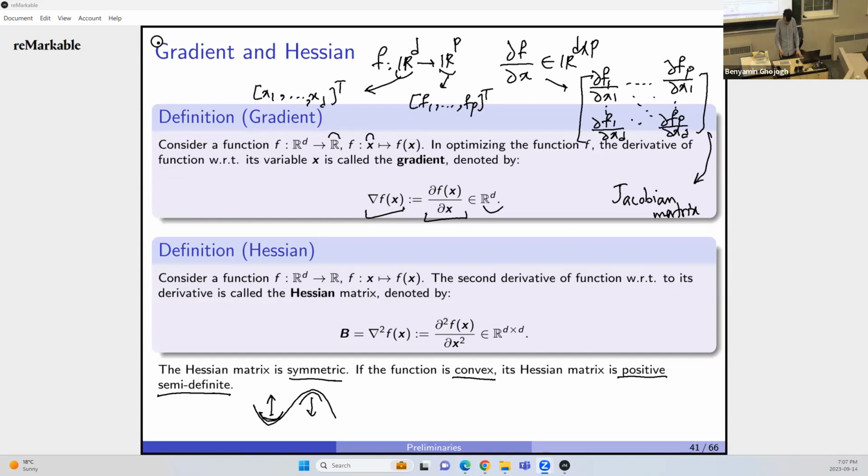And what do I mean by positive semi-definite? I mean its eigenvalues are all non-negative. And what do I mean by negative semi-definite? All its eigenvalues are non-positive.